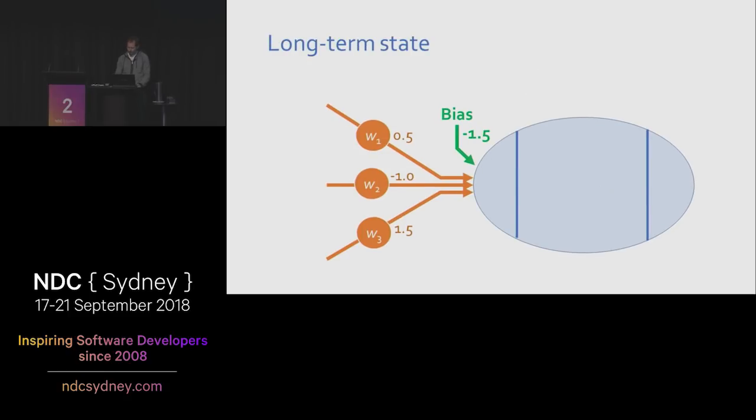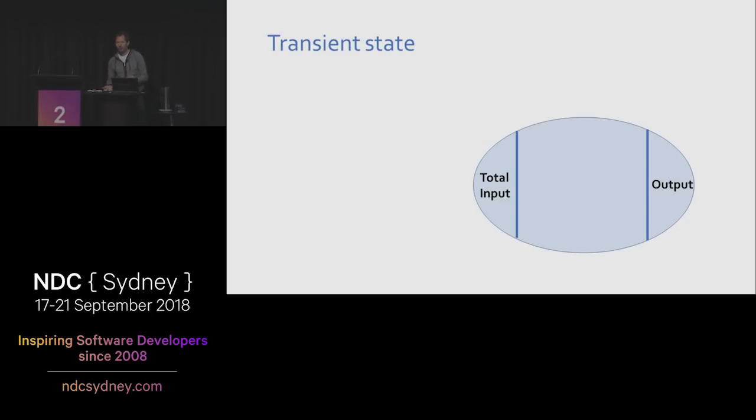So let's look at the state of a neuron. There are 2 aspects to the state. There's the long-term state, which comprises the bias and the weights. The long-term state determines its behavior. And then there's the transient state. So when the neuron actually fires, it has an output. And then there are the intermediate variables we have in determining the output, such as the total input.